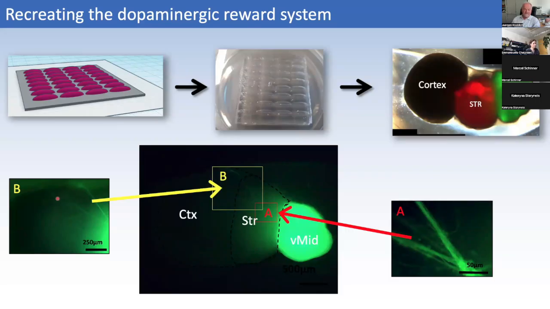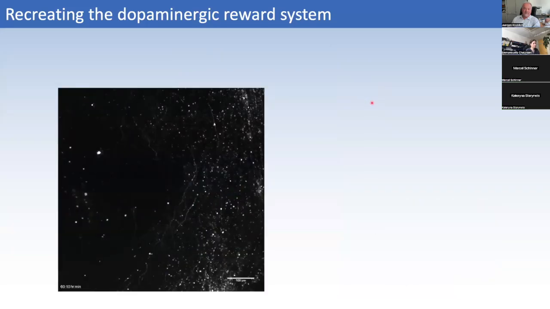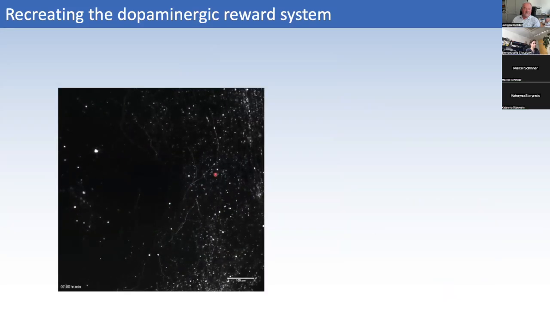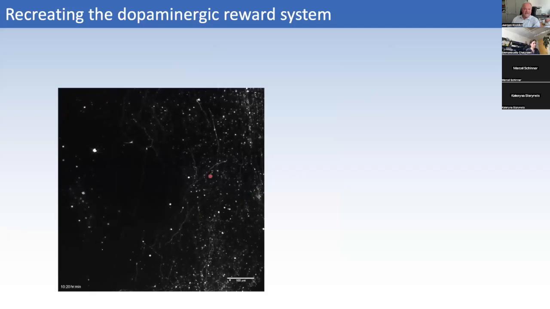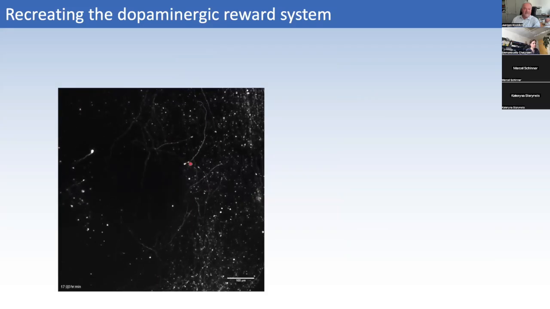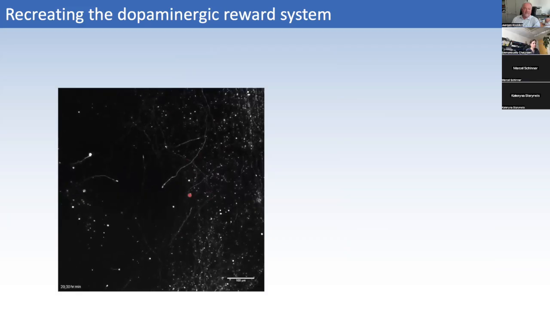Now, I don't want to bore you with the details of this. We can also show that there's electrical activity going from the midbrain into the cortex. You can stimulate the neurons in the midbrain and record activity in the cortex. But I wanted to show you a movie of how these neurons actually develop. These are the axons that are coming from the midbrain into the cortex, and you can see how they're actually wiring up in the right way.